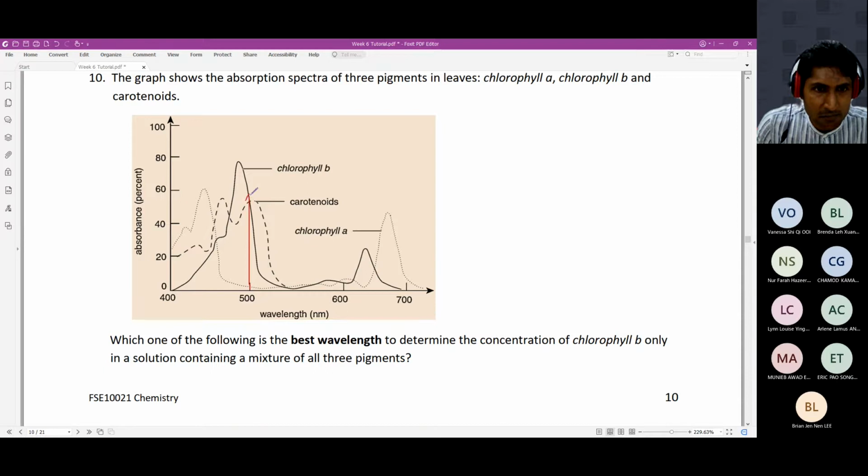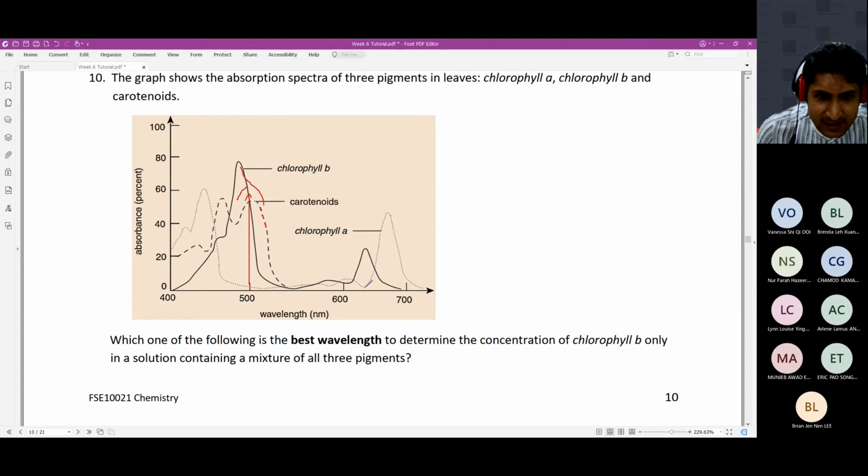At 500, chlorophyll B shows that it absorbs quite a lot, but this same wavelength is also taken by carotenoid. This dotted dash line is carotenoid. So the same wavelength, carotenoid also takes up. Even though chlorophyll B is absorbing at 500, the machine will be confused by this same absorbance and will probably give a bit bigger line, because the machine does not know what is chlorophyll or what is carotenoid. It just reads the absorbance. So our curve will be impacted by other things. It is not the perfect one.